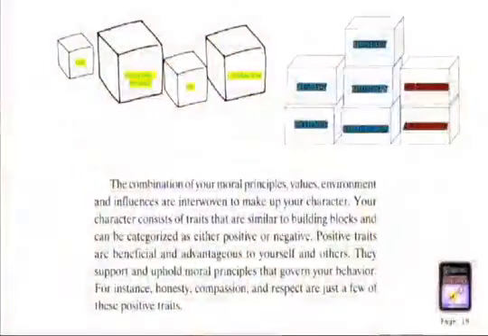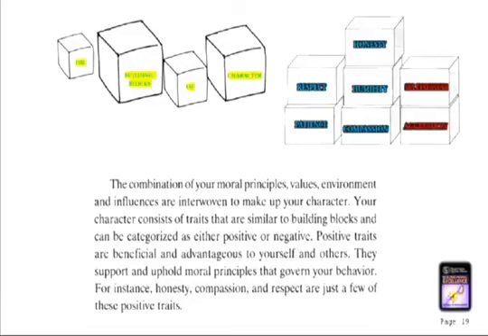Could you put the visual back up? It says, the combination of your moral principles, values, environment, and influences are interwoven to make up your character. Your character consists of traits that are similar to building blocks and can be categorized as either positive or negative. Positive traits are beneficial and advantageous to yourself and others. Notice it's not just about you.